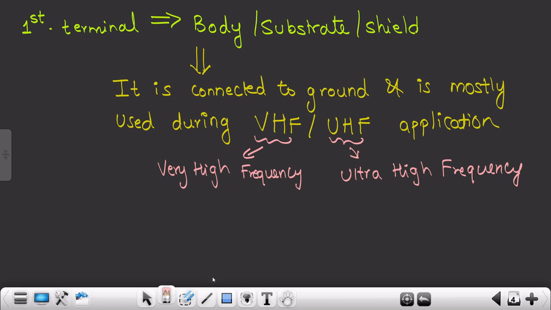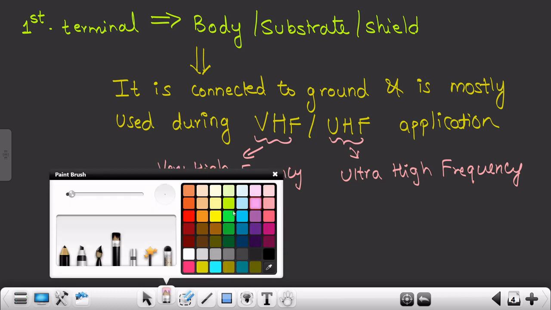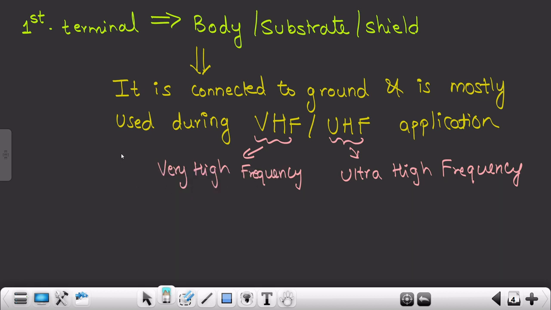Okay, it is generally grounded to counter the noise. Why is it grounded? The reason is to counter the noise. Let me write over here the reason. It is grounded to counter the noise.